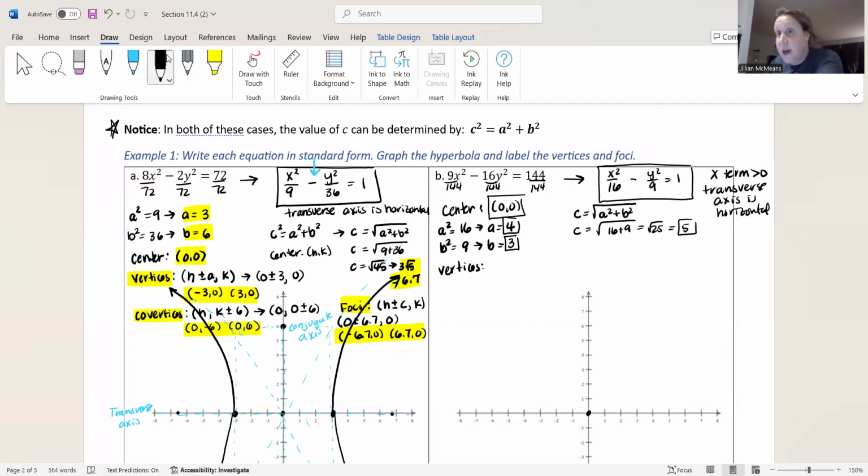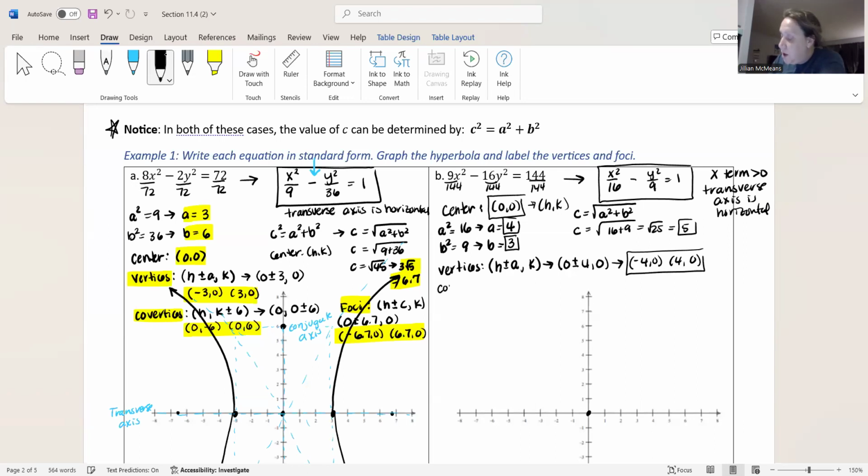And since the transverse axis is horizontal, that means we need to play around with the x coordinates of the center. So remember, we generally say the center is at h, k. So we need to play around with those h values of our center. So our vertices are going to be at h plus or minus a, comma k. Remember, a is the distance from the center to the vertices. Well, since h is 0, we're going to get h plus or minus a, which is 4, comma k, which is 0. So our vertices are going to be negative 4, 0, and positive 4, 0.